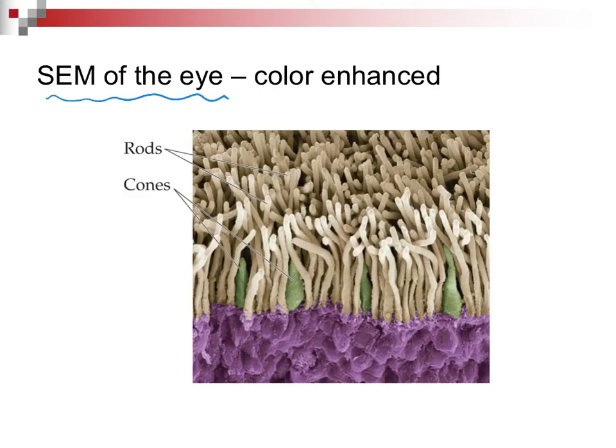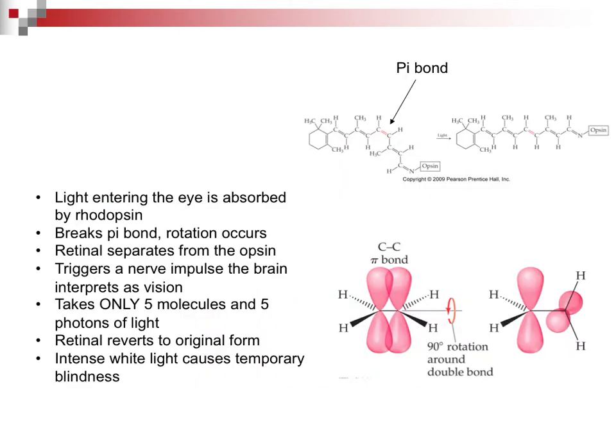Where can I have an example? Well, if I take a scanning electron microscope of the eye and I enhance it with color, you know that your eye has both rods and cones. A little bit further. What's there? Well, this molecule here, when light enters the eye, it is absorbed by a molecule called rhodopsin. When it absorbs, it is going to break that pi bond, and what will happen is there is rotation. So here's the pi bond. There will be a 90-degree rotation around that double bond where the retinol separates from the part called the opsin.